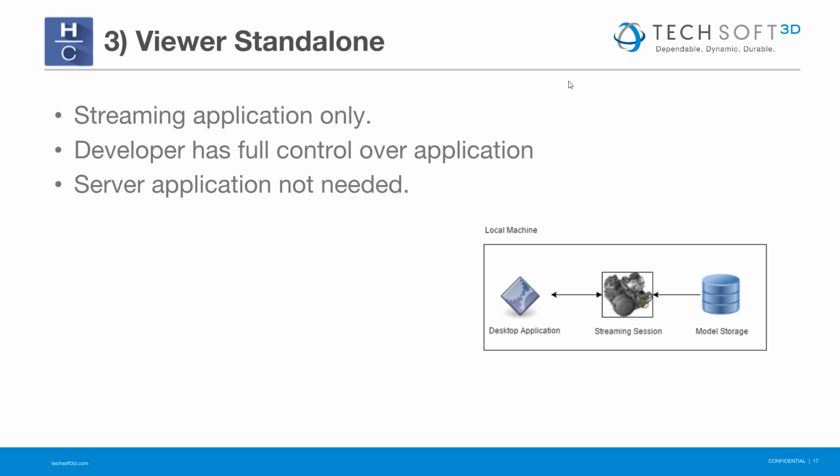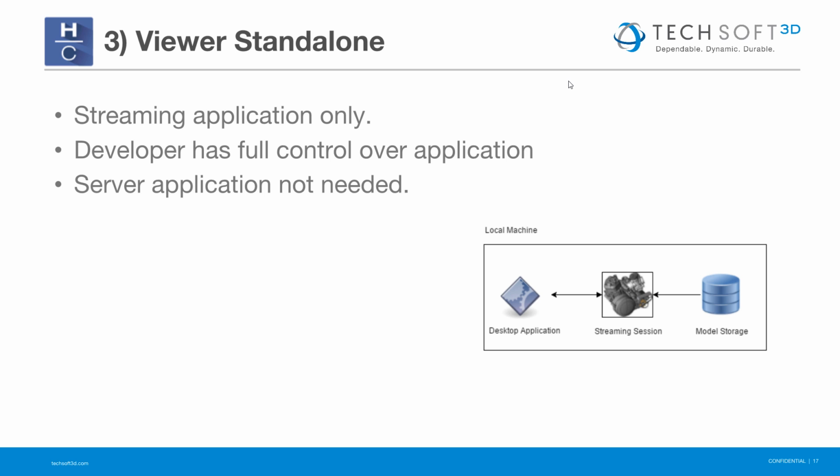So the final mode we're going to talk about is viewer standalone. And in this mode, you can see it's a pretty simple diagram. So this does not use our server application. It is simply starting up the individual streaming application itself and directly connecting to it. So this is a use case that can be used if you have, say, a desktop application that needs to connect to your streaming session. For example, if you have like Qt that's running a web view or something along those lines, you can spawn this streaming session directly.